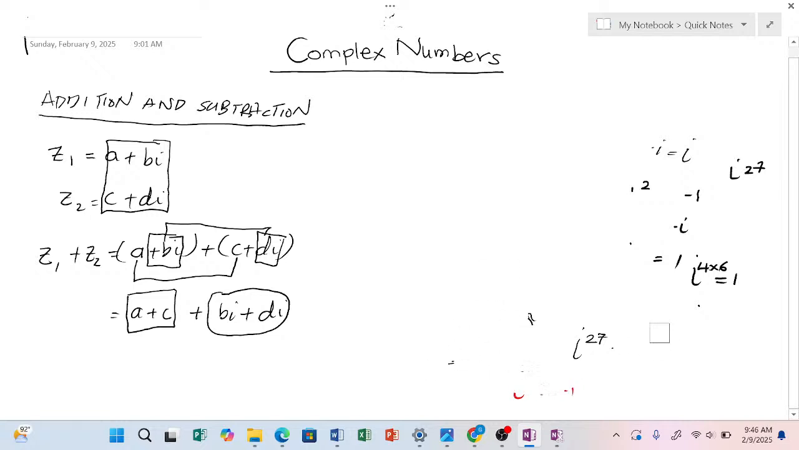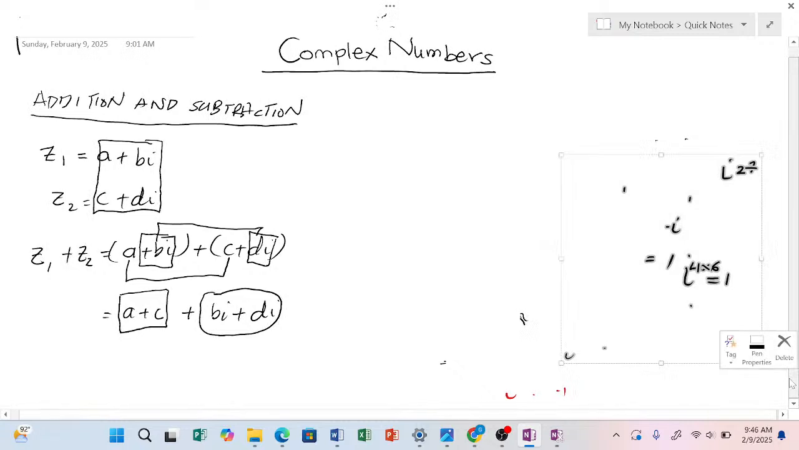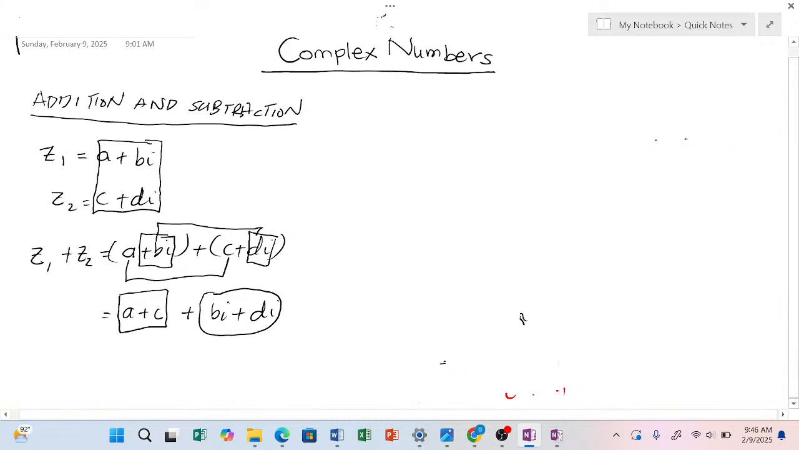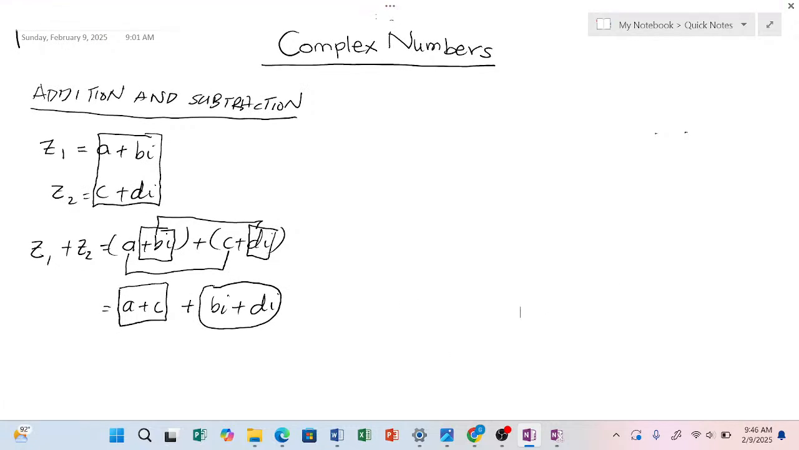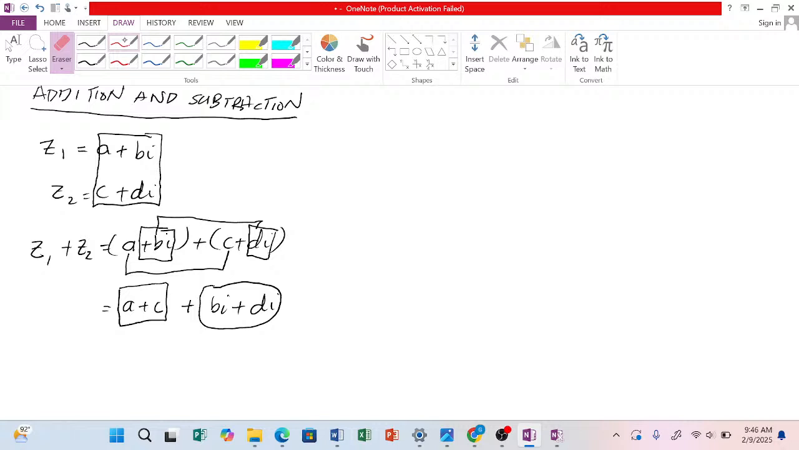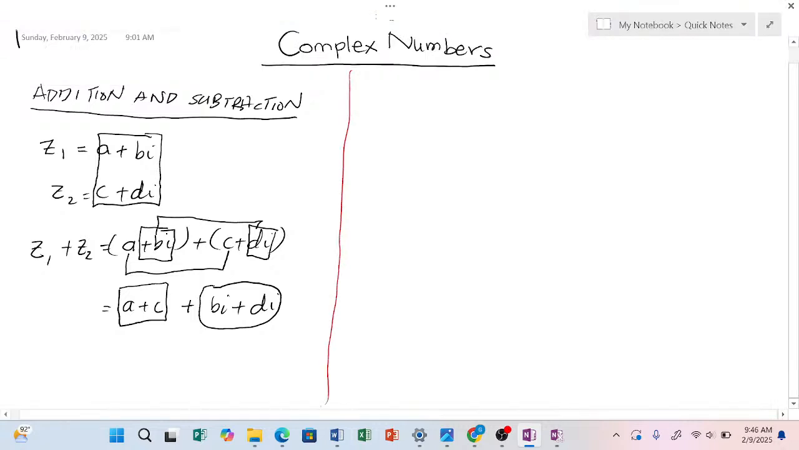Let me clean this part. Okay, so let me use a red color for distinguishing. So I have an example. Complex number 1 is 2 plus 3i, and complex number 2 is 4 minus 5i. So in this case, we are asked to find z1 plus z2.